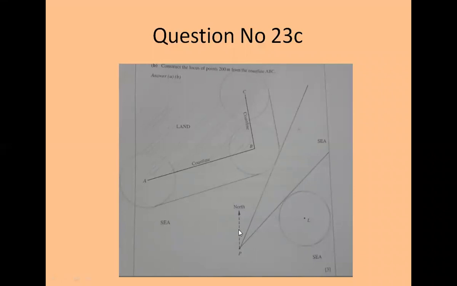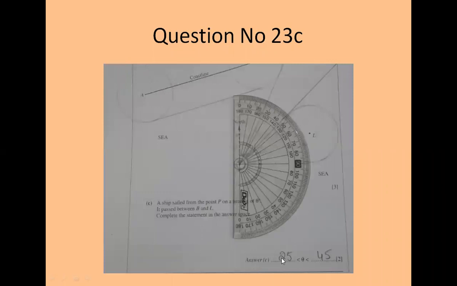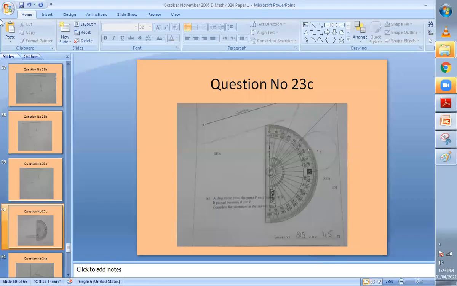If you want to find out their bearing from P, you can put a protractor like this. You can see on the north we have put 0. What is the angle here? That's 25. And what is the angle here? That's something like 45, it can be 46, 47. So I have written that answer here, 25 to 45. This last one is a little tricky one. Hopefully you understand.